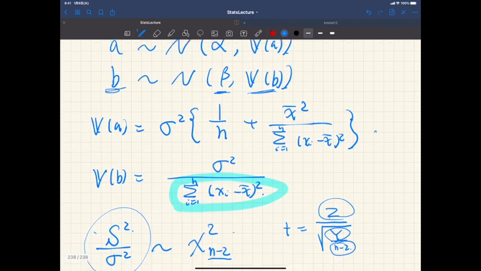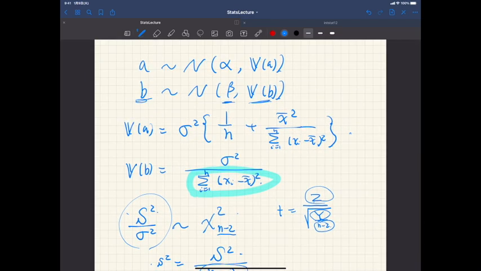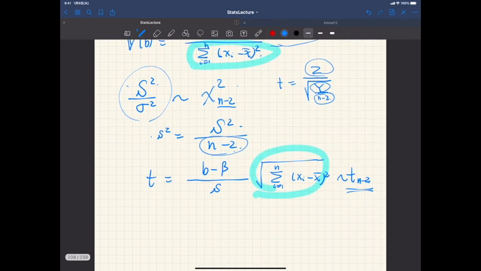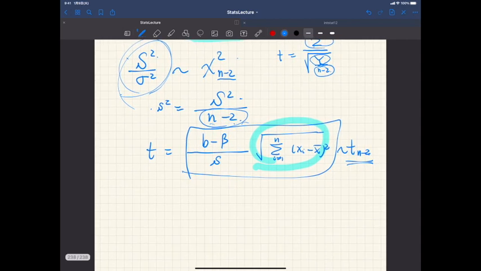It's getting messy, but anyway, B minus beta divided by the square root of VB, that's this one, follows the standard normal distribution, 0, 1. So you divide this one by the square root of this one divided by n minus 2. That should give you this one. That's the T statistic.